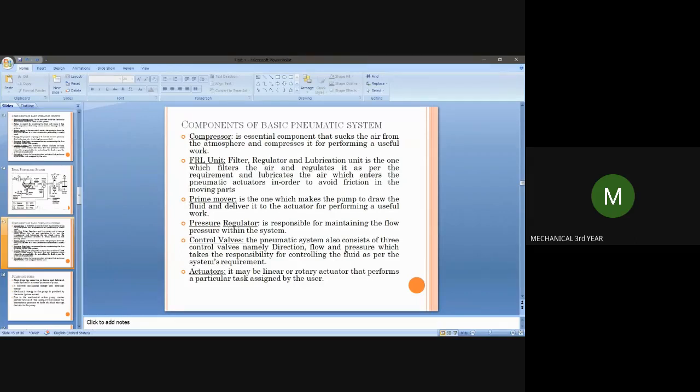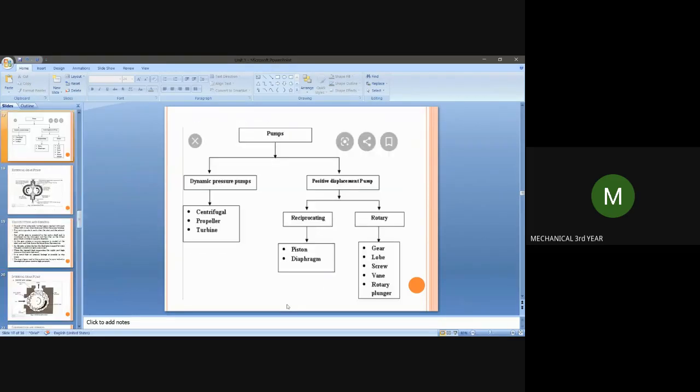So in the next class, we will be looking at the classification of pumps. We have dynamic pressure pumps, which we can call by another name, non-positive displacement pumps, and also we have positive displacement pumps. We'll be discussing these topics in the next class.